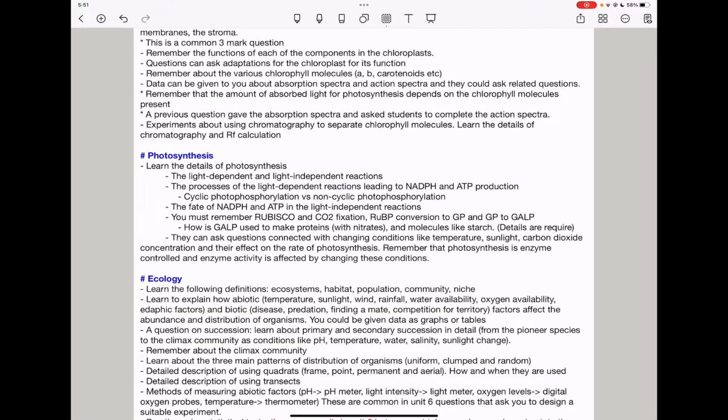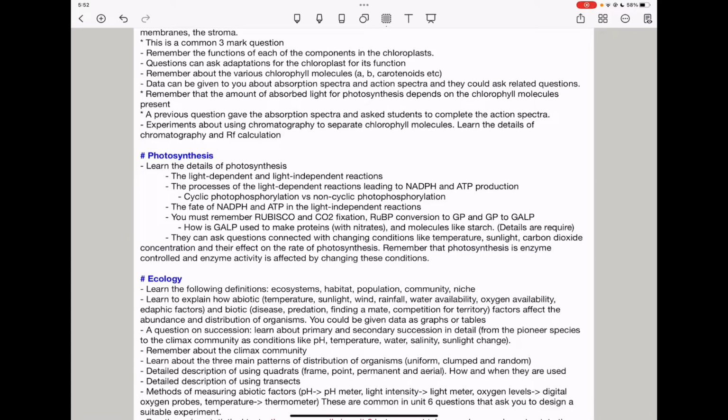Remember, you add nitrates and then proteins or amino acids could be produced, and those amino acids could be combined in condensation reactions leading to the formation of proteins. They could ask you how the GALP is converted into starch and stored. You need to know about the transportation of GALP. An example, it could be converted into sucrose, and then the sucrose could be moved down through the phloem into the roots where it could be stored. So details here are required.